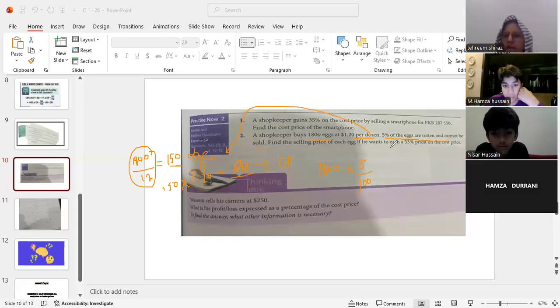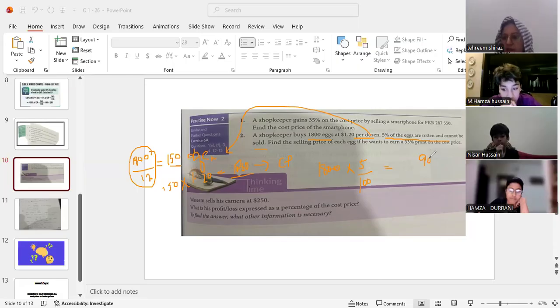Yes. In the next part, he said 5% of the eggs are rotten and cannot be sold. So we have to subtract 5% of the eggs which were rotten. So 5% of the total eggs, 1800 times 5 over 100, two zeros cut with two zeros, the answer will be 90. It means a total of 90 eggs are rotten. Yes, Hamza?